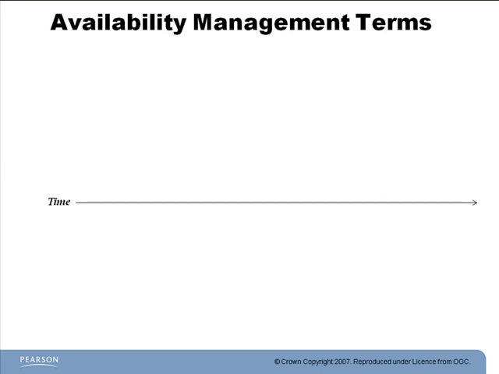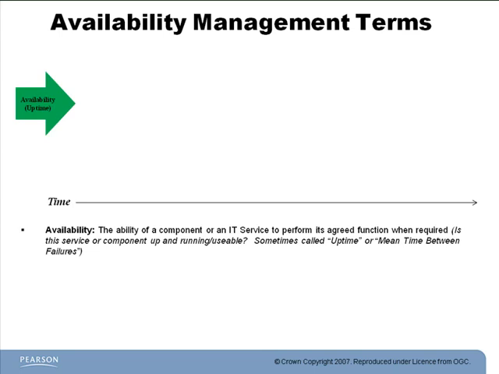It's a typical Tuesday afternoon, and according to the SLA, everyone should be able to print right now if they need to. And as of this moment, all systems are up and running, or as we say, they are available. The term availability is the ability of a component or an IT service to perform its agreed function when it's required. So we can ask, is this service or component up and running or usable? Is it fit for use?